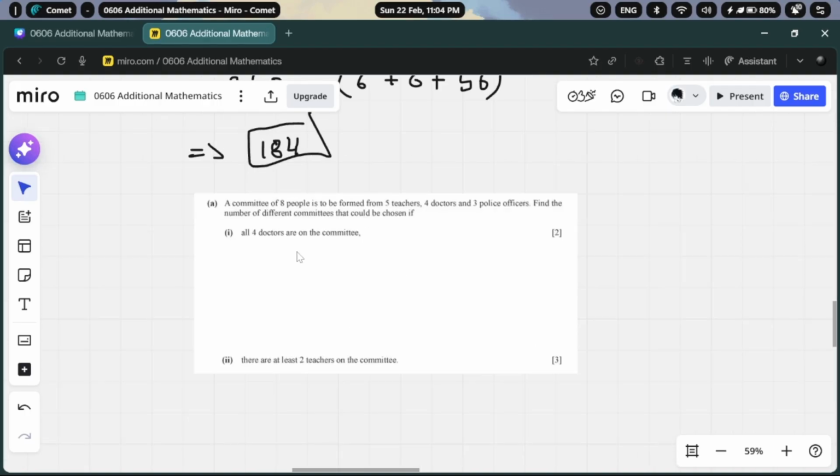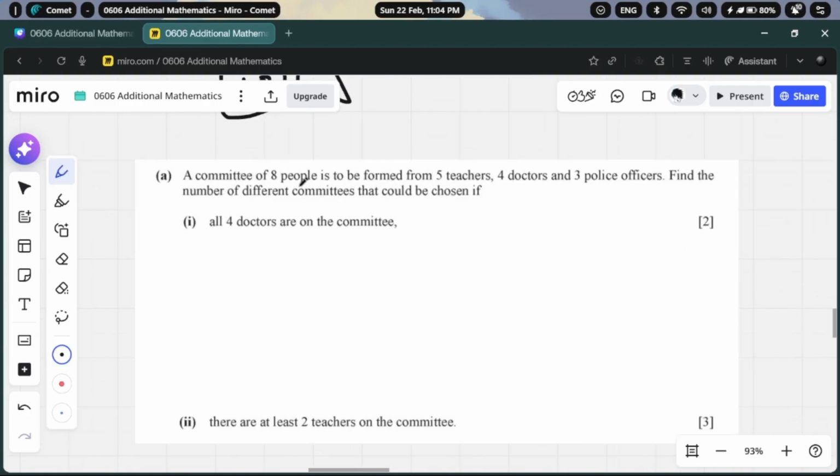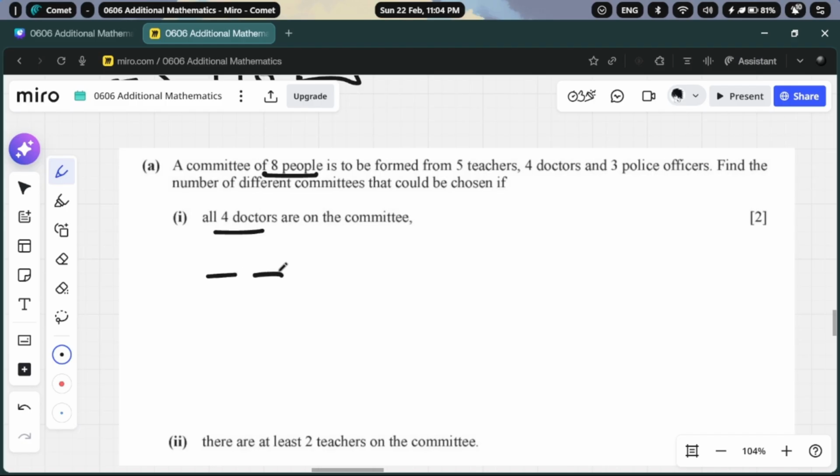Now moving on to the next question. A committee of 8 people is to be formed from 5 teachers, 4 doctors, and 3 police officers. You're told to find the number of different committees that could be chosen if, first of all, the 4 doctors are on the committee. So that means you're already fixing 4 doctors.